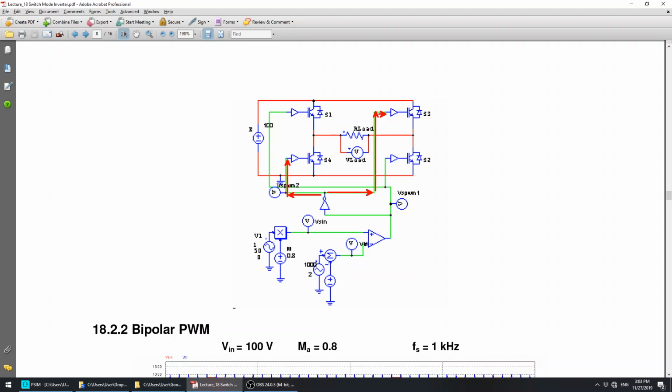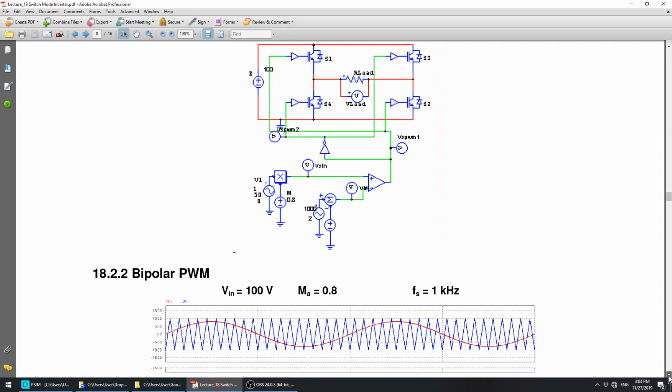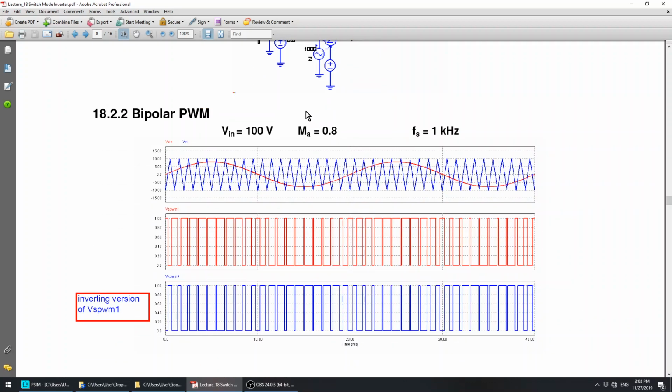We have the output and also the inverting version of that output of the comparator will be used for the other diagonal switches. Right, so in this case, we're going to assume that we have, again, an input voltage of 100 volts, and the modulation index is reduced to 0.8. So if you look at the waveform now, the amplitude of the modulating signal is slightly lower than the carrier signal. So for bipolar PWM, if you look at the triangular carrier signal, it consists of positive and negative values.